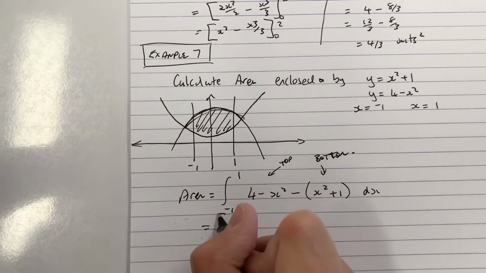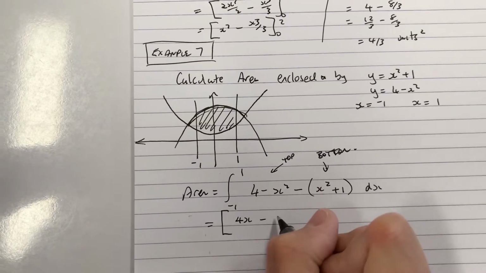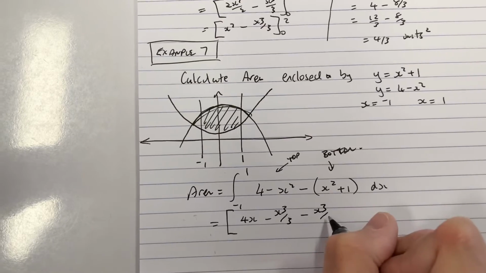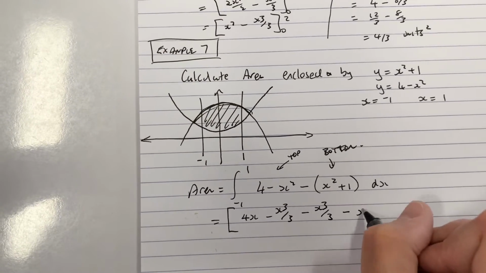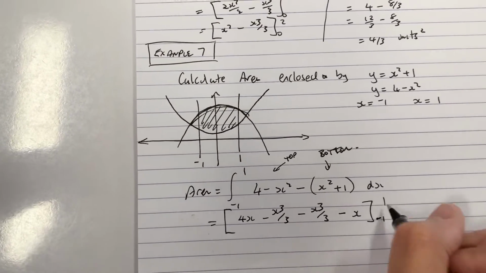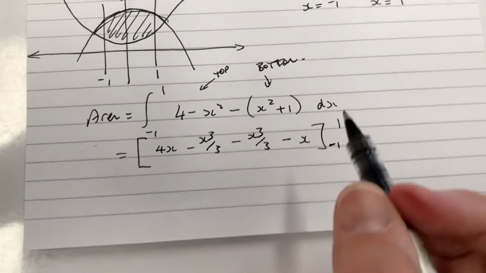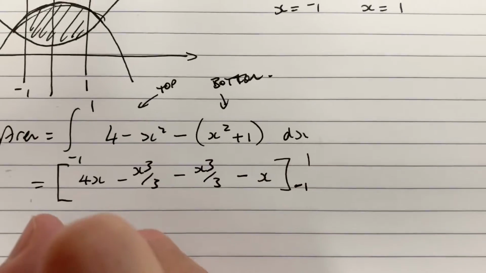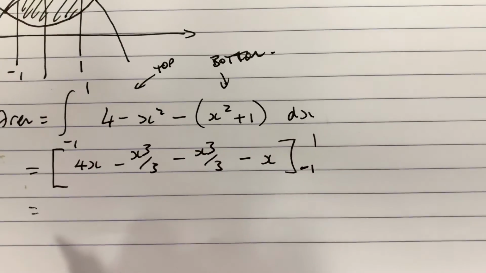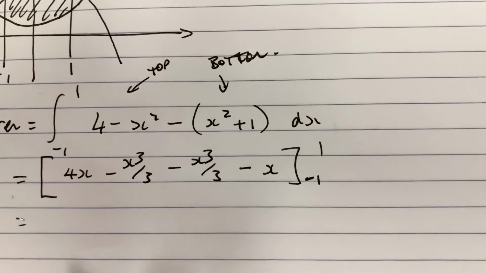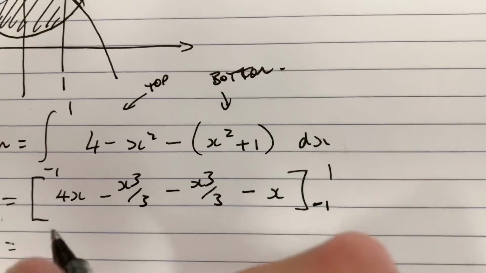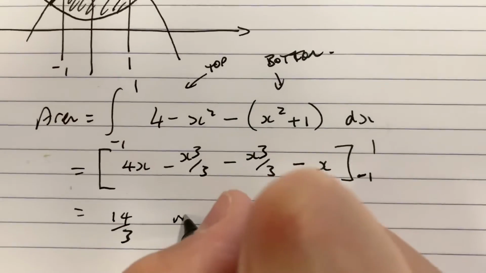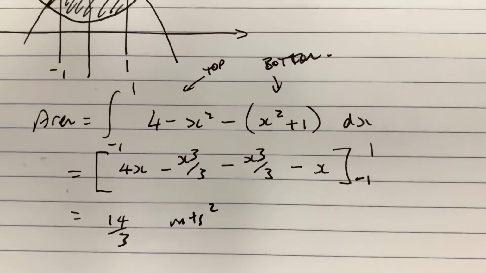So integrate that, that'll be 4x minus x cubed on 3 minus x cubed on 3 minus x from negative 1 to 1. It's then just a case of substituting in your 1 and substituting in your negative 1, getting an answer of 14 on 3 units squared. Thank you.